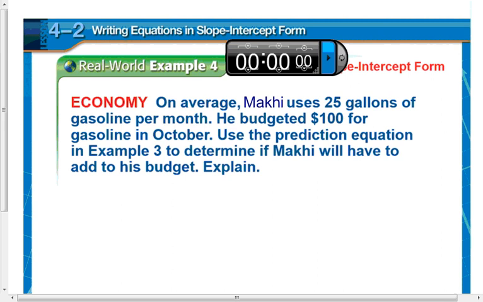All right. So this one is in your notes, example 4. Again, we're talking about Mackay. He uses 25 gallons of gasoline per month. He budgeted $100 for gasoline in October. Use the prediction equation in example 3 to determine if Mackay will have to add to his budget. Well, I don't remember example 3, so I'm going to have to flip back.